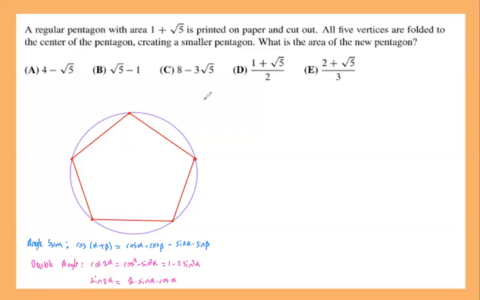So this is number 25 on both tests. We have a regular pentagon with the area given, and we are cutting the pentagon by taking one vertex and connecting it with the center of the pentagon. We are doing this for all vertices, and we are going to make another pentagon. And what we want is the area of that new figure. Okay, so let's see how that's going to look.